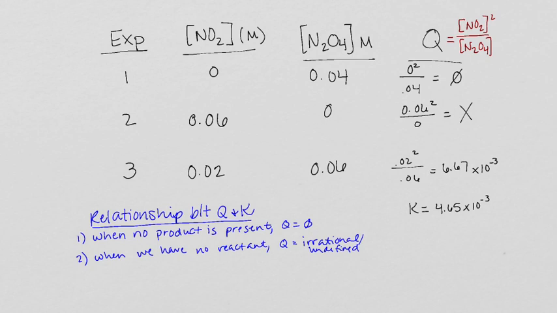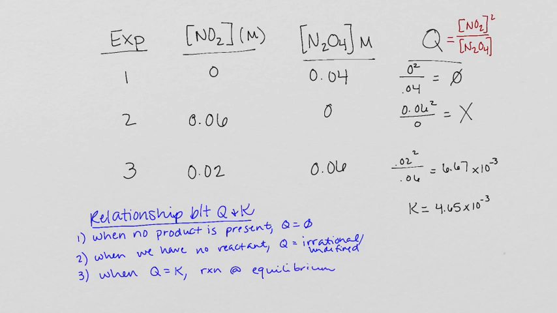So Q can have any value from 0 to infinity, which would be the undefined value. So it can be greater than, less than, or equal to K. Here we see that it is greater than K, infinite, less than K, 0. And here we see that this is actually also greater than K. But remember, we also stated that when Q equals K, the reaction is at equilibrium.